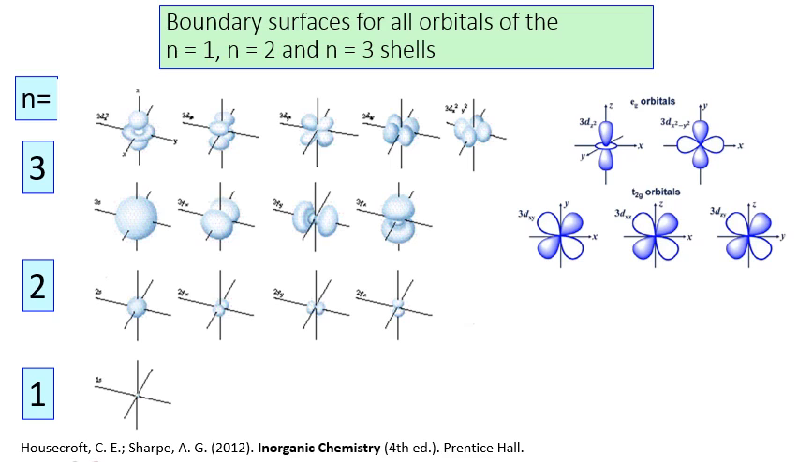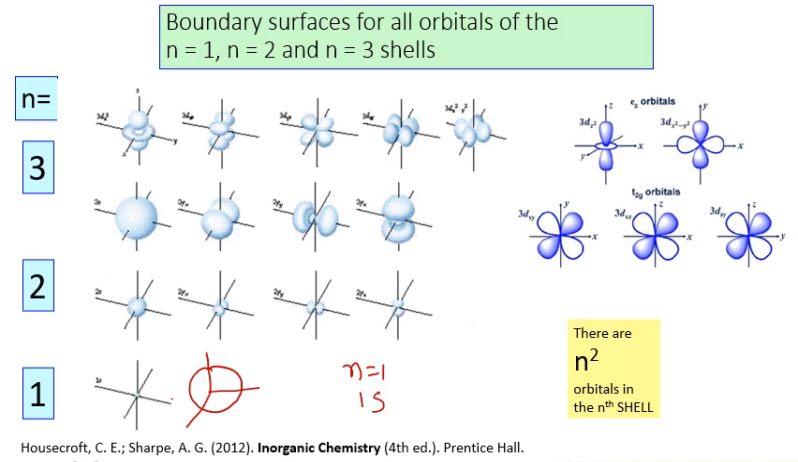This is the quick recap of all the orbitals I have talked about in this lecture. So these are the boundary surfaces for all orbitals of principal quantum number n is equal to 1, 2, and 3 cell. For n is equal to 1, you can see that there is only one orbital, that is the 1s orbital, which is basically spherically symmetric in nature, along the whole direction.